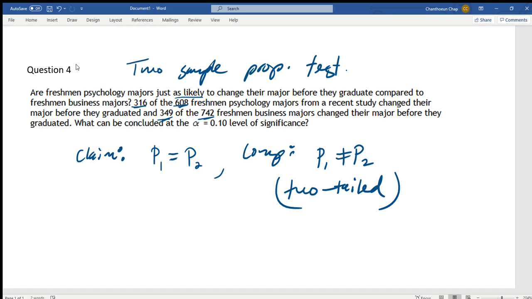But since I'm going to be using the computer, we don't need to double the p-value. This is just going to be done by the computer for us.